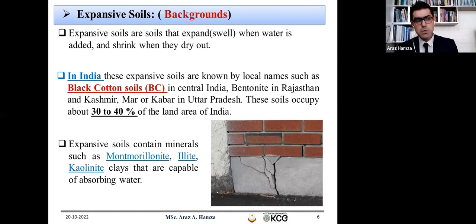But if we ask why there are two main phenomena in expansive soil, one of them volume change and the second one water content, it is because expansive soil contains minerals that tend to expand, like montmorillonite, illite, and kaolinite. These are the main clay contents inside the expansive soil that make it expand in the wet season and shrink in the dry season.